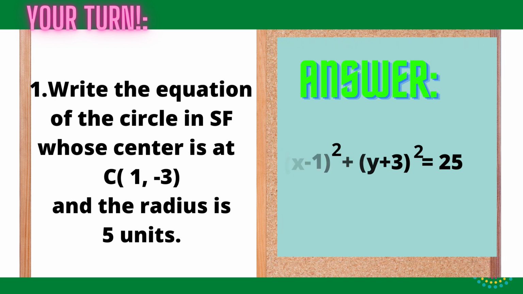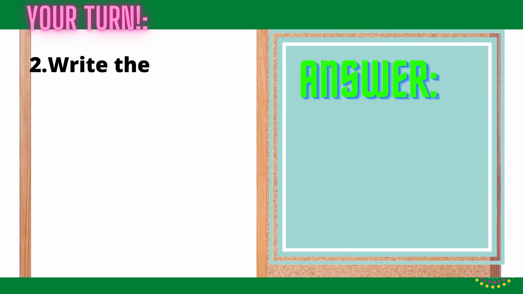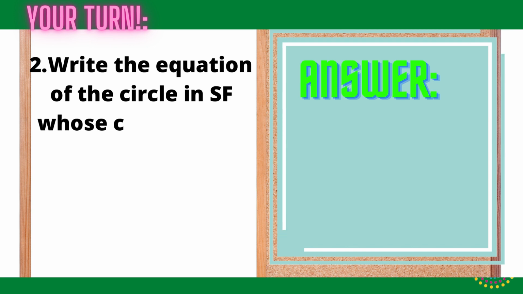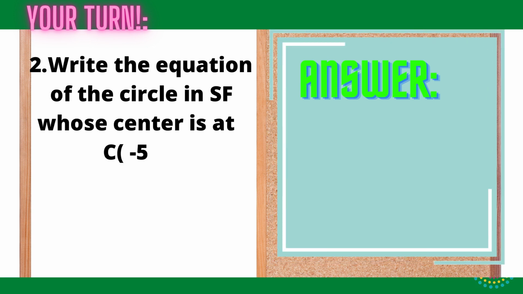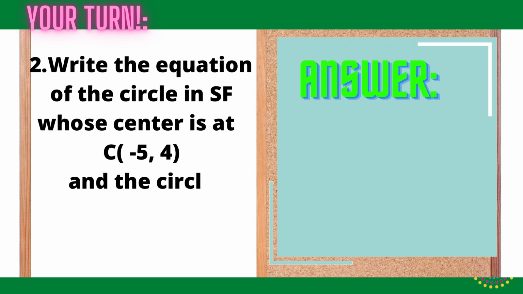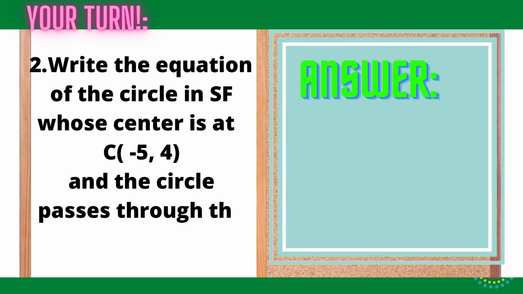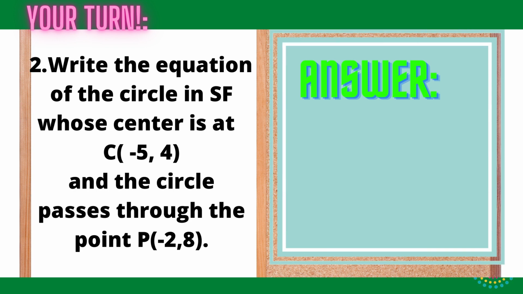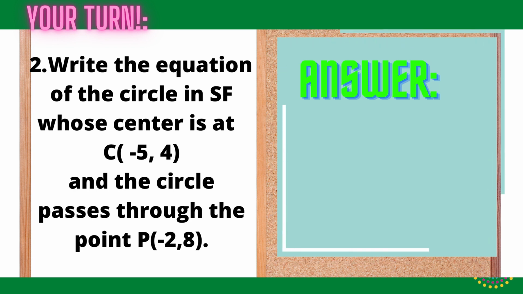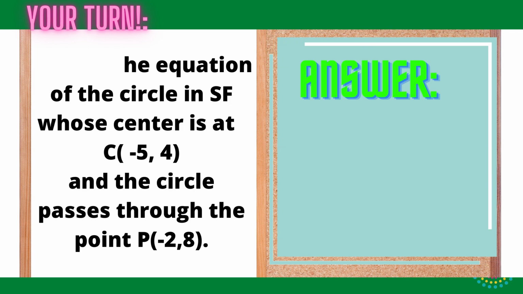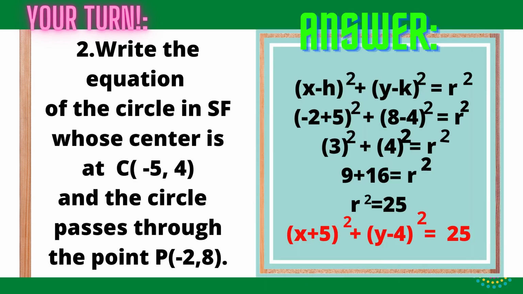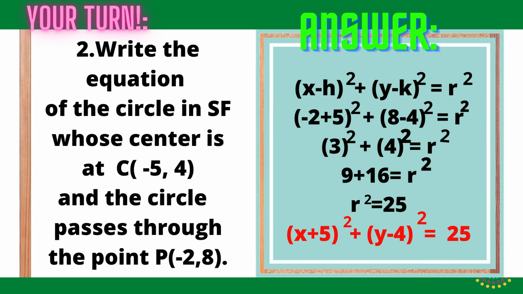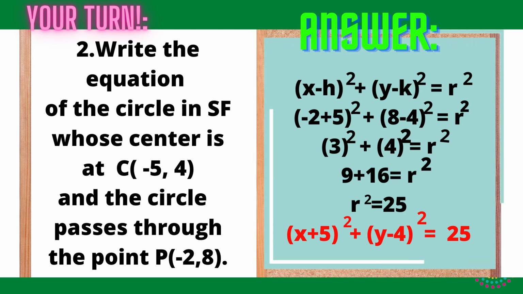Okay, let's have question number 2. Write the equation of the circle in standard form, whose center is at C(-5, 4), and the circle passes through the point P(-2, 8). You may now write your solution. Okay, so let's take a look if you got the correct answer. So in the given, we have center at (-5, 4) and passing through the point P(-2, 8).